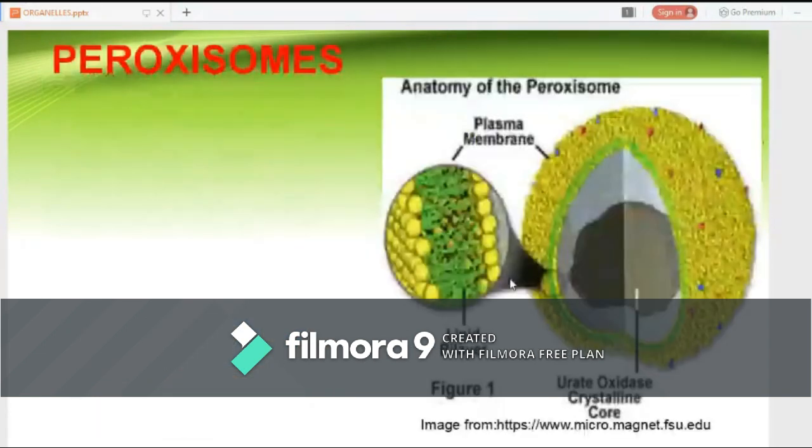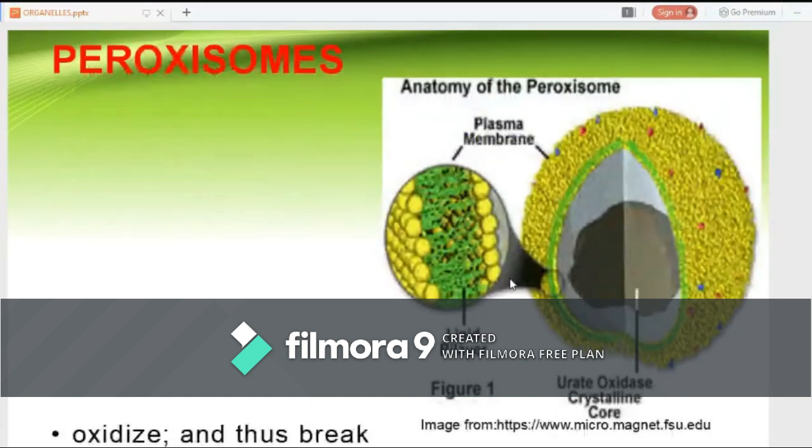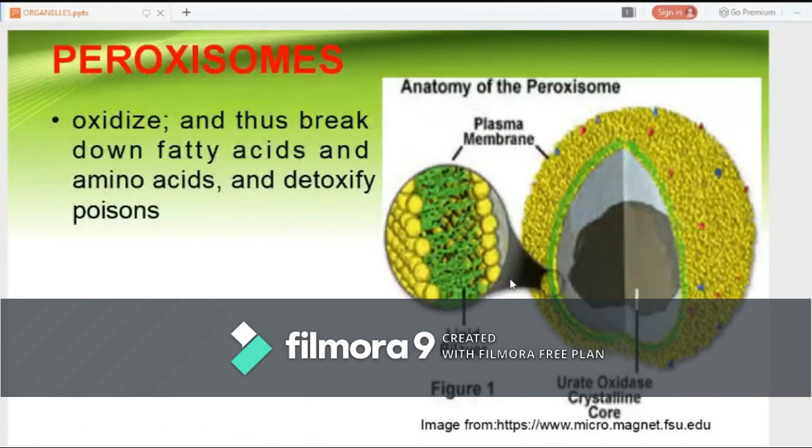Then we have peroxisomes. Peroxisomes are membrane-bound vesicles which contain oxidative enzymes. As you can see in the figure, its membrane is also made up of a lipid bilayer, and it has a urate oxidase crystalline core. They have enzymes for oxidizing certain organic molecules, resulting in the formation of hydrogen peroxide. A toxic substance, hydrogen peroxide is broken down by another peroxisomal enzyme into water and oxygen.